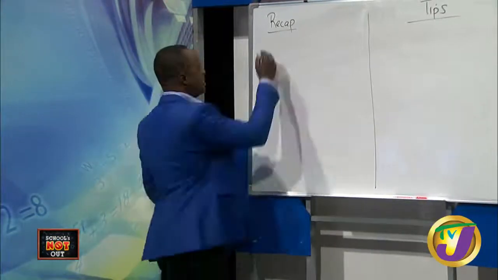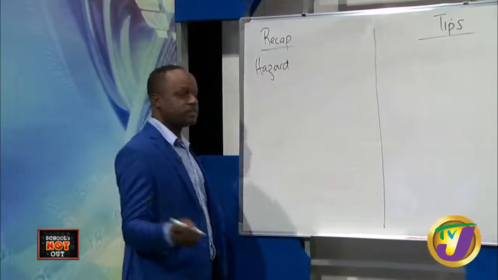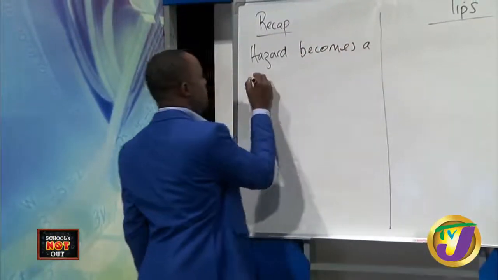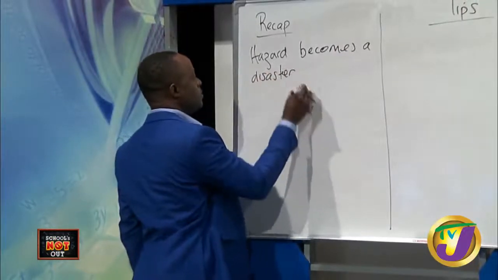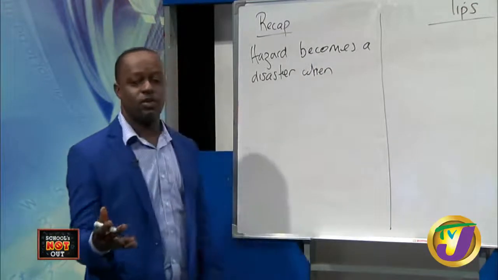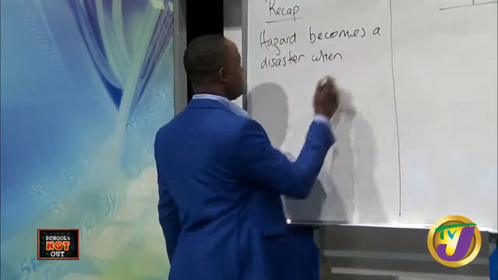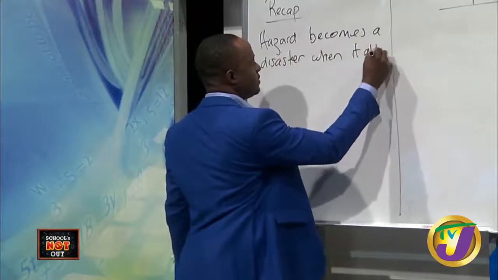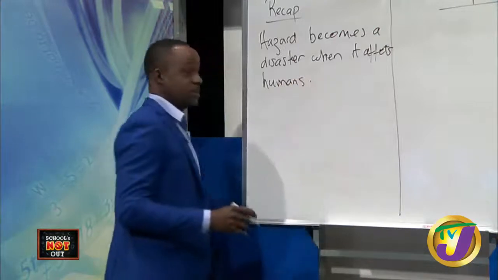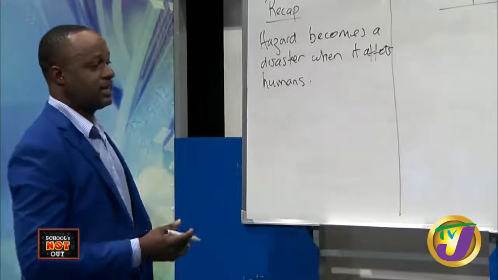So for recapping, a hazard becomes a disaster when? It becomes a disaster when, yes, you're correct. A hazard becomes a disaster when it affects human lives, all right? So that is how you differentiate what is a hazard and what is a disaster.